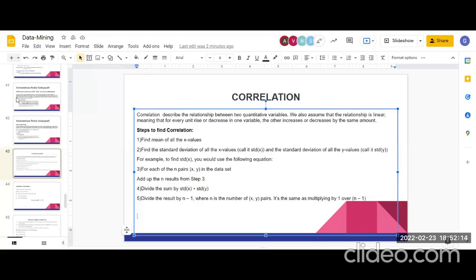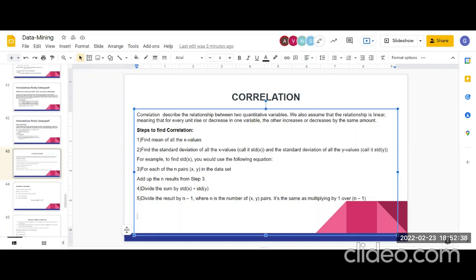So let me share my screen over here. As you would see, correlation is something which describes the relationship between two quantitative variables or two random variables such as A and B. Meaning for every unit rise or decrease in one variable, the other variable increases or decreases by the same amount.